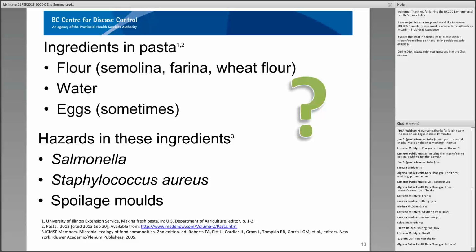And I mentioned that ICMSF book, and this is the one that we used for this. So it talks about the microbes that you'll find in different food commodities. So that's a good one to look at if you haven't seen it before. The first one here, the Extension Service, we get a lot of valuable information from different US sites. They have academic institutions where they specialize in certain areas, food safety areas. So if you're looking for a particular topic, if you Google Extension Service with that topic, you will actually come up with some really good information. So we have Salmonella, Staph aureus, and potential molds.